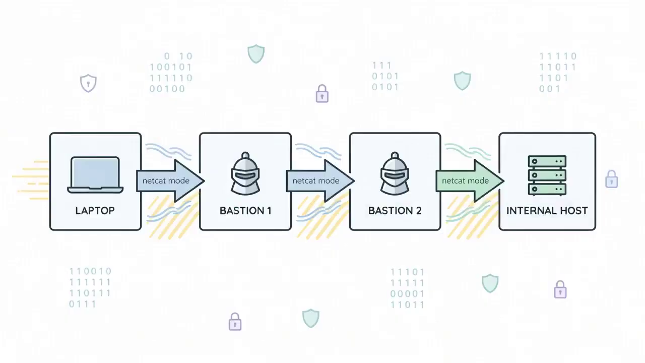Sometimes one bastion isn't enough. Chained hops let you tunnel laptop to bastion 1 to bastion 2, and bastion 2 to the final internal host. This works through ProxyCommand's netcat mode, where each hop forwards standard input and output like a relay race. TCP stream in one end, TCP stream out the other.